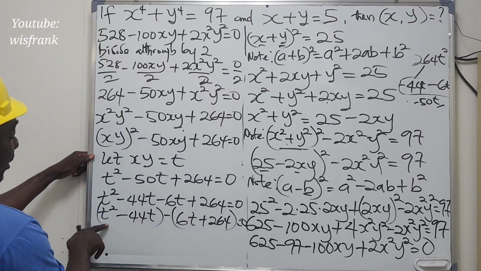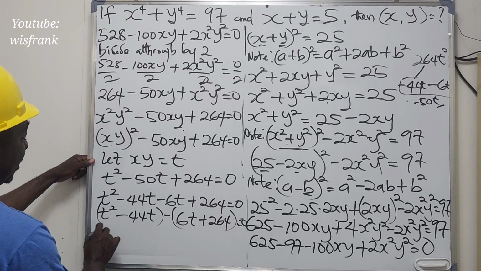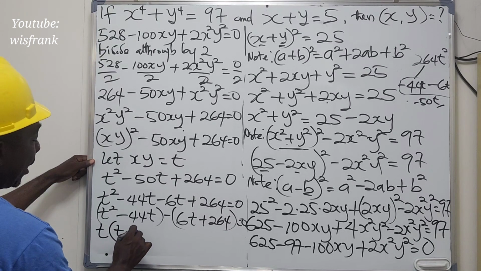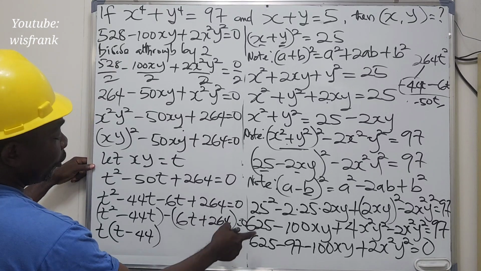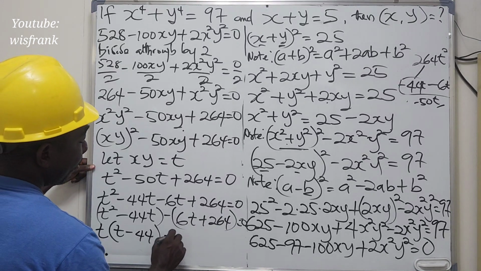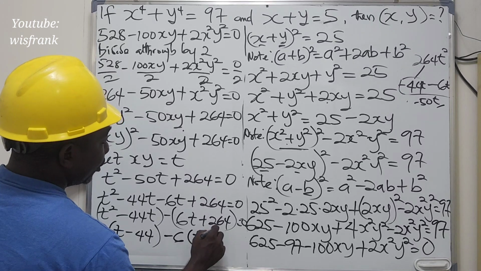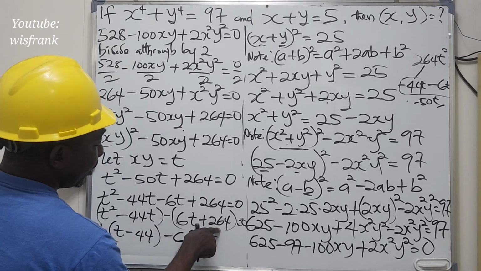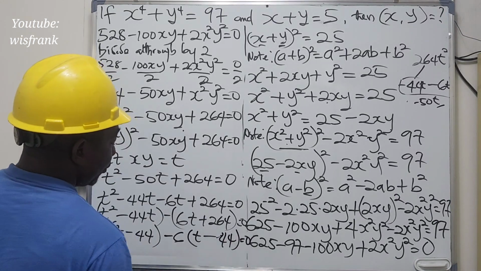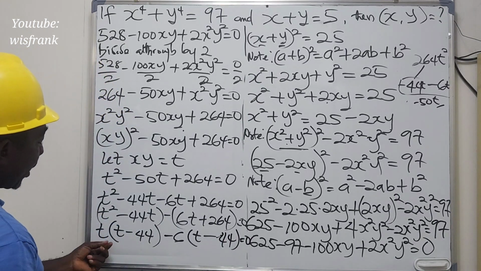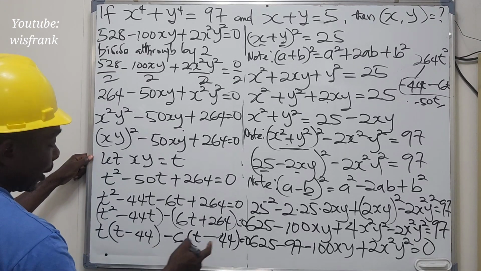We have two parentheses here. Inside here, t is common, so we can factor it out. We have t into t minus 44. Then inside here, 6 is common. So here will become minus 6 into t. Then we have minus, because minus times minus will give us plus 44, all equals 0. So here we can see that we have two parentheses that are common. So we can factor it out.